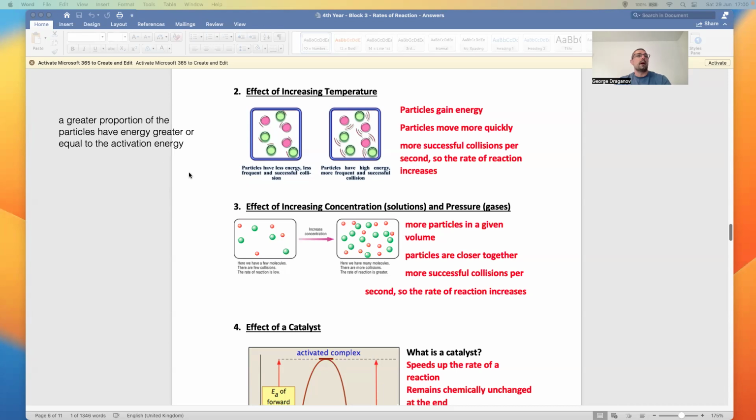Okay, that normally would only get examined if they tell you some of these things and ask you, can you give any other reasons for why the rate increases? Otherwise, you just stick with more energy, move faster, higher frequency of successful collisions.